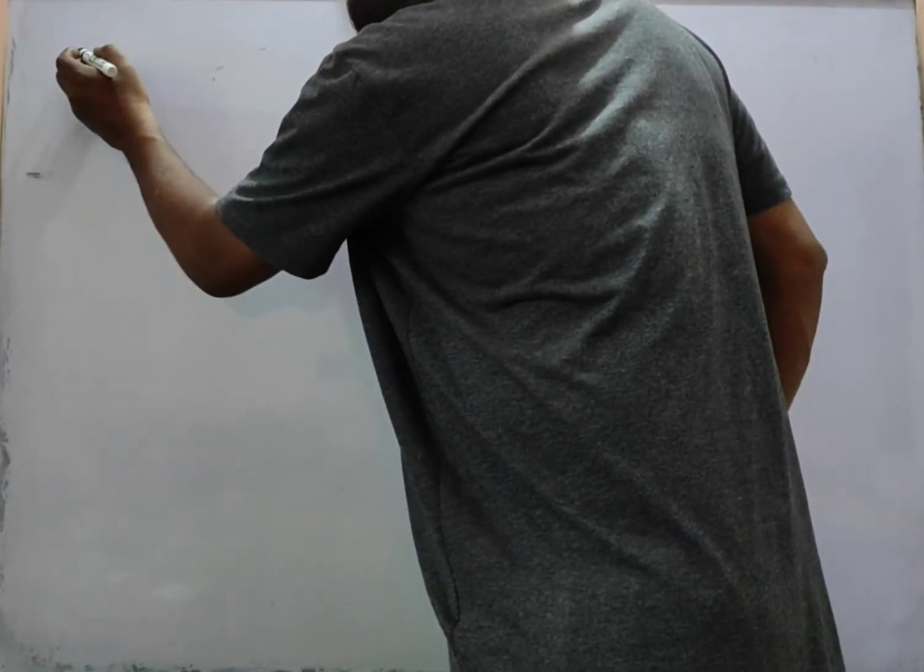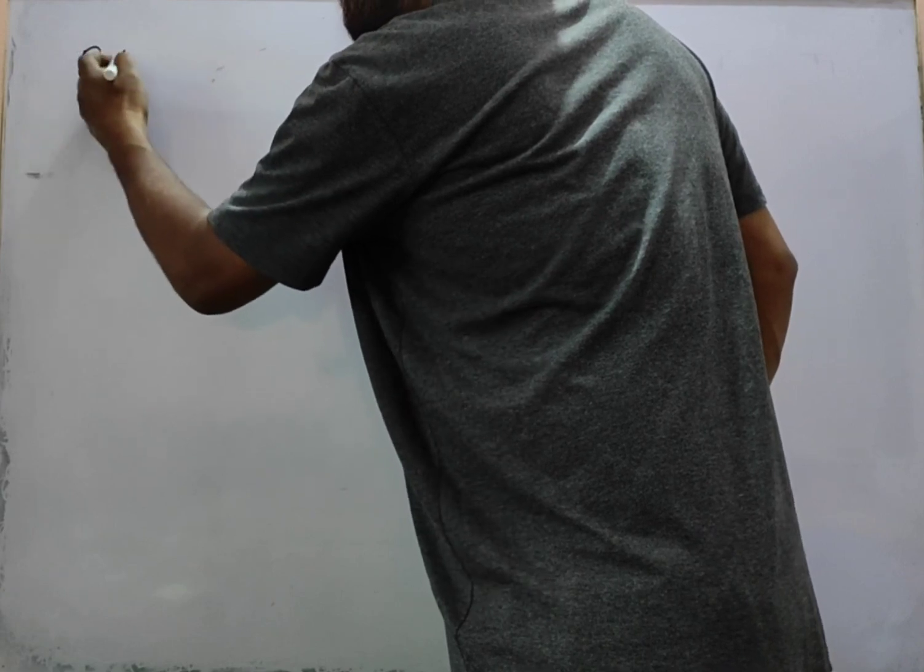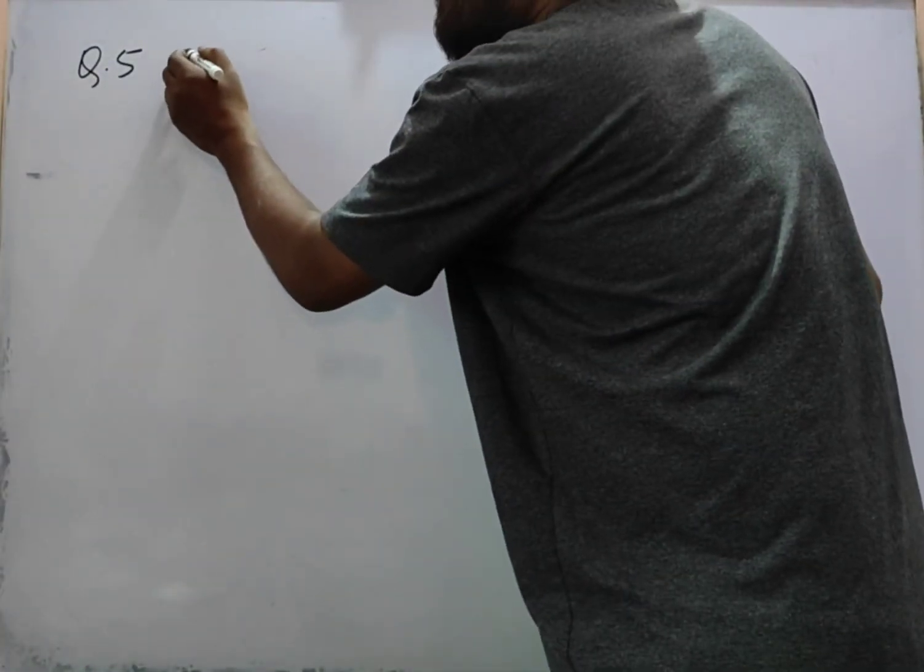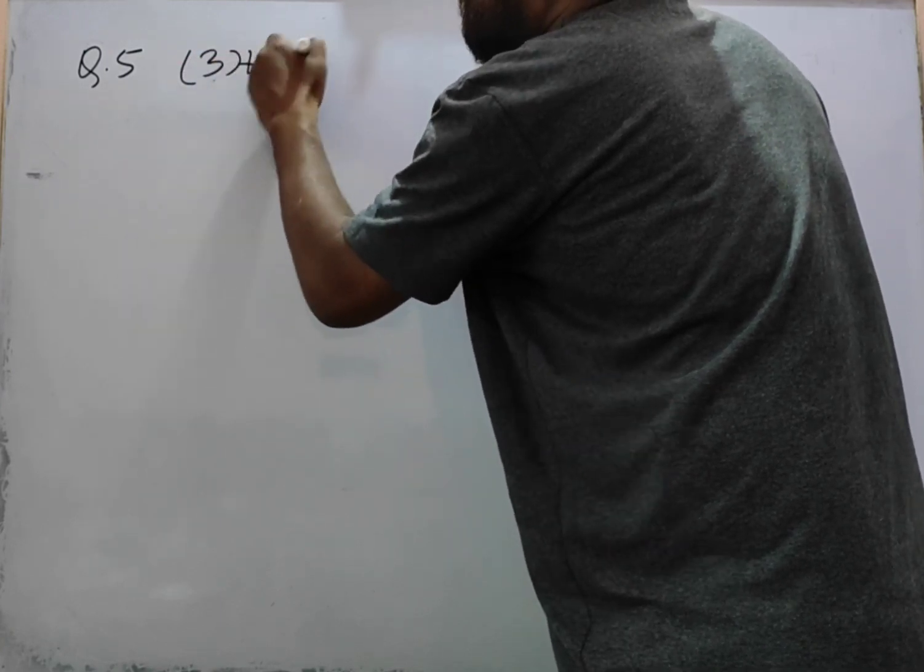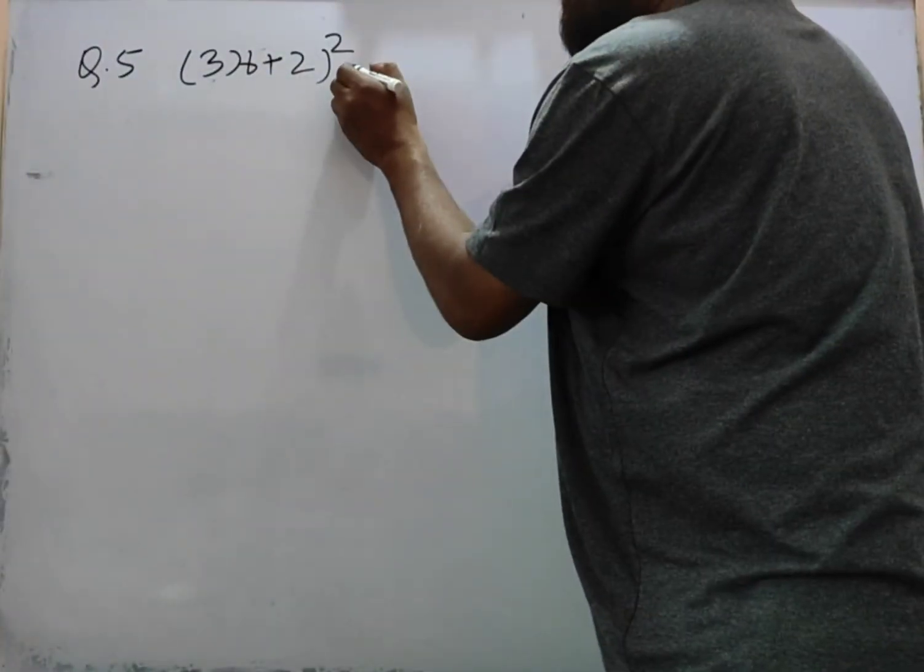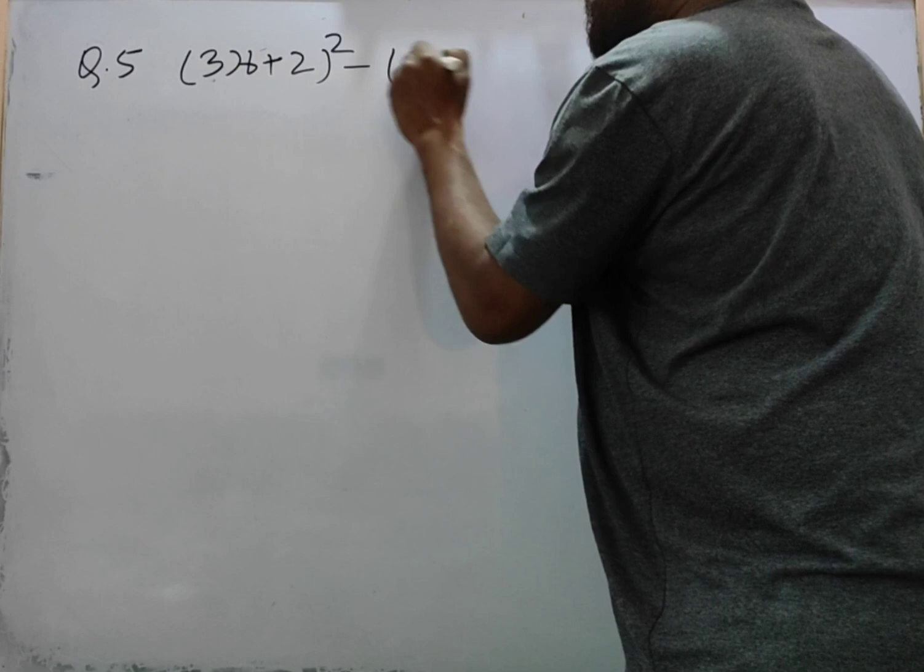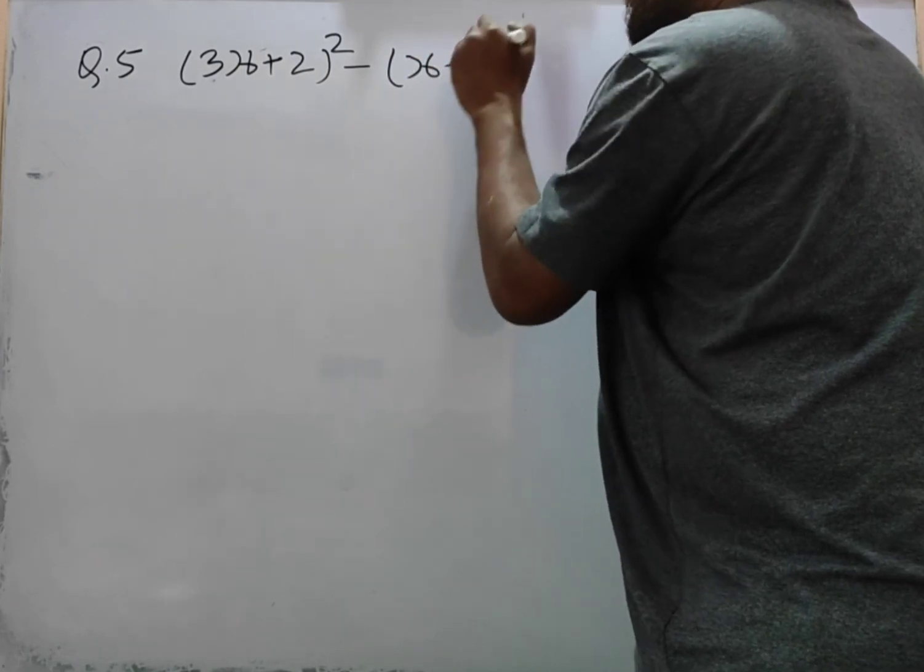Now the next question you sent me, that is question number 5 of your sheet 4, that is 3x plus 2 whole square minus x plus 3 whole square. Getting?